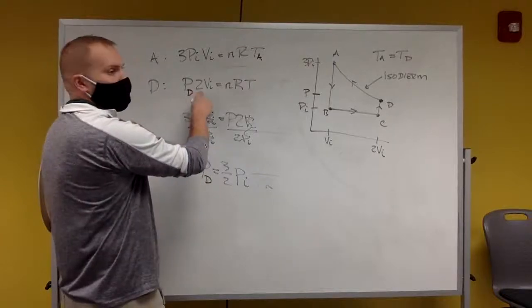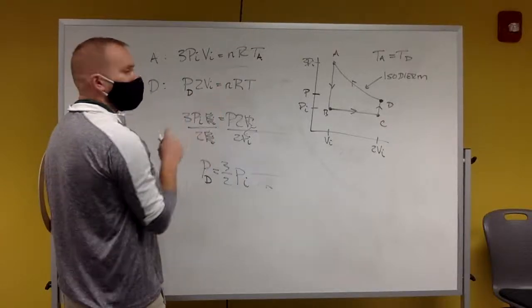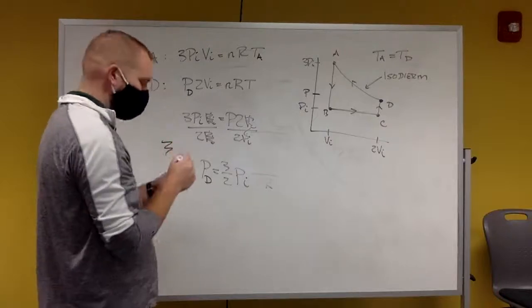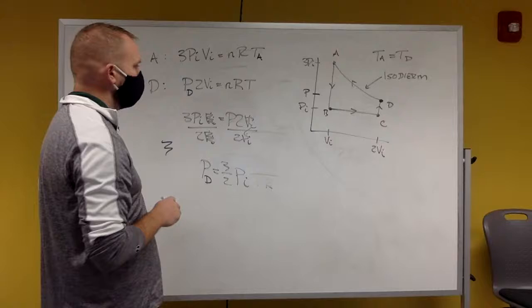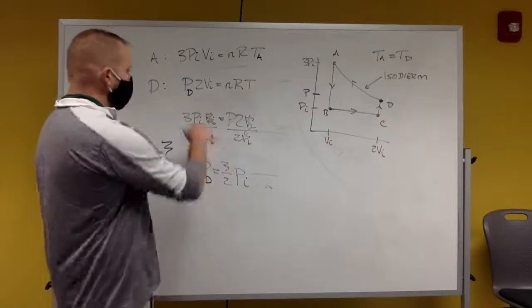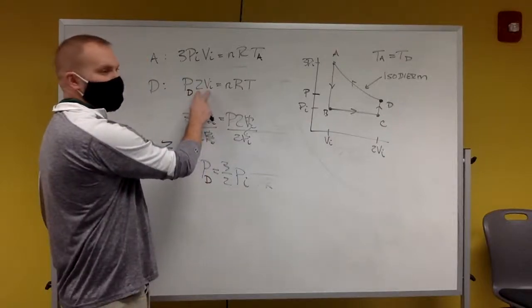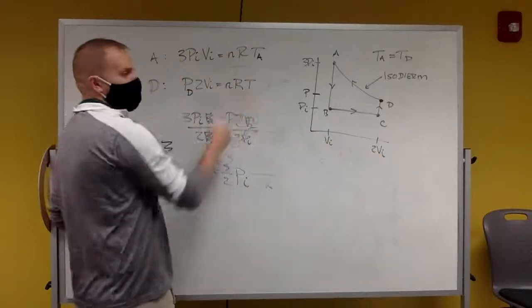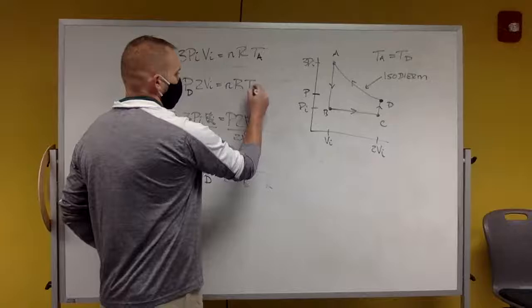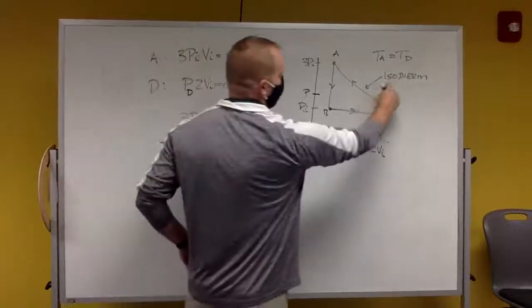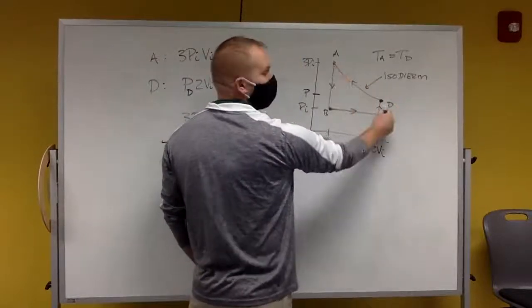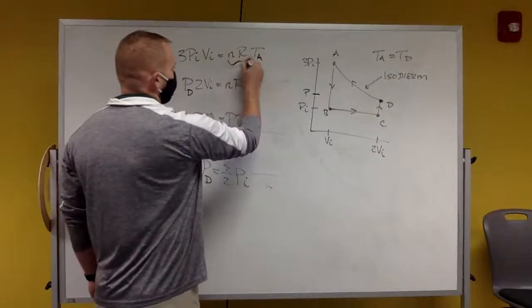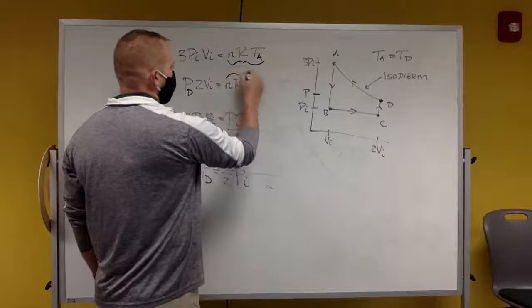Yeah, that's why I don't understand it. We don't know the pressure, but you said that 3 PI VI is equal to... Yeah, so this is 2 VI. You good with that? Twice the volume, and RT. This is TD. And what we said is because this is on an isotherm, the temperature at A and D are the same. So look at this side of the equation and this side of the equation.